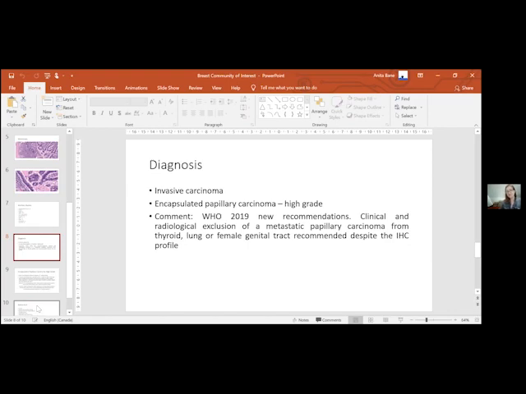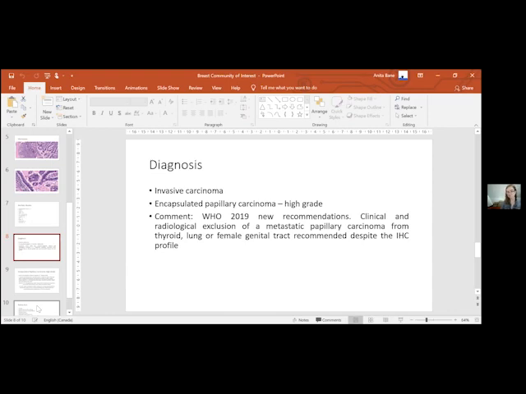So my diagnosis in this case was actually of an invasive carcinoma, but with obviously a comment saying that this had the architectural features of an encapsulated papillary carcinoma, but had high-grade cytologic features and a worrisome biomarker profile. And as per the WHO 2019 new recommendations, this was to be considered, staged and managed as per an invasive breast carcinoma.